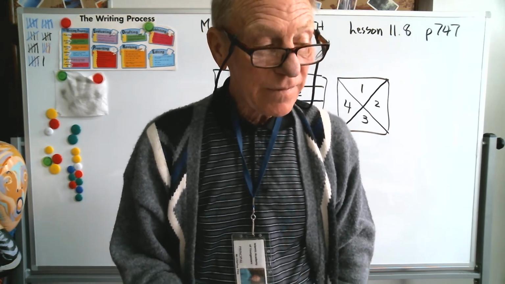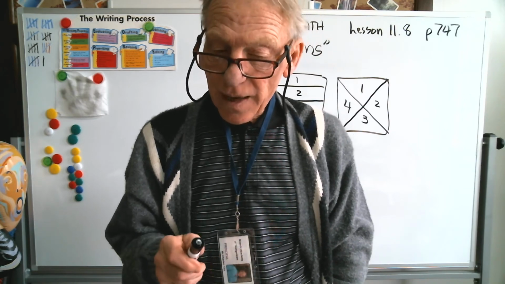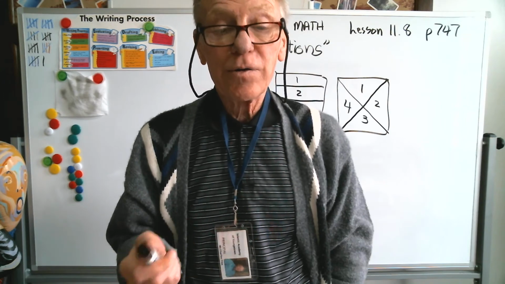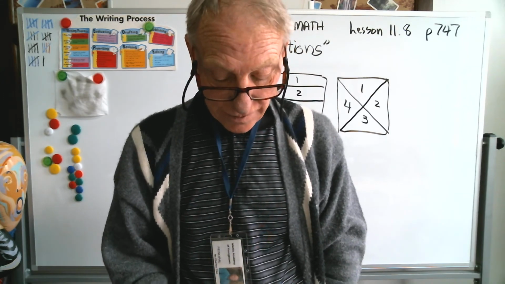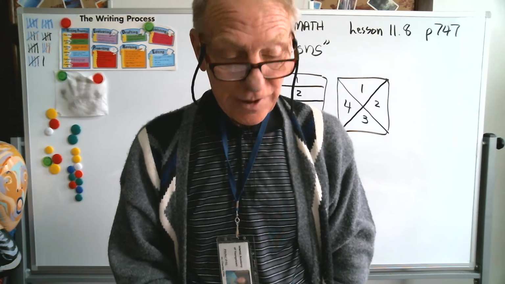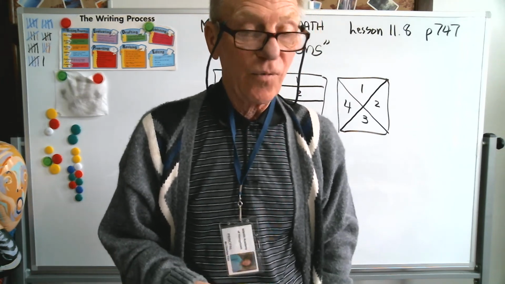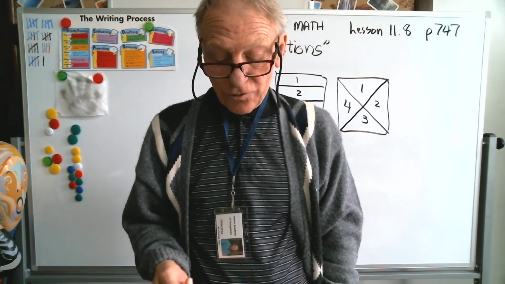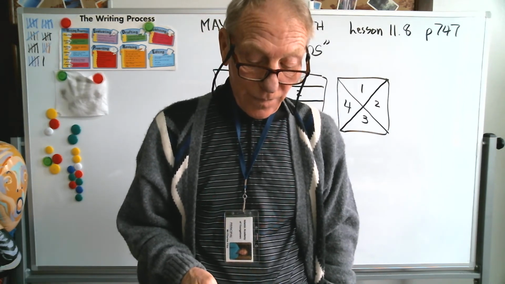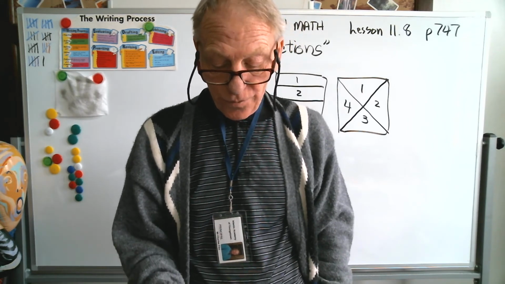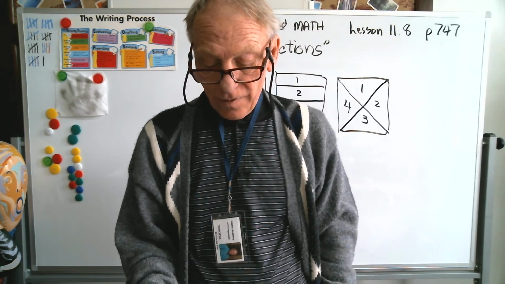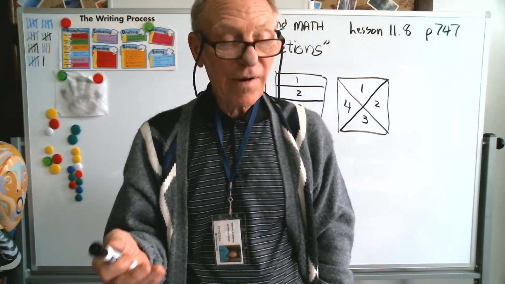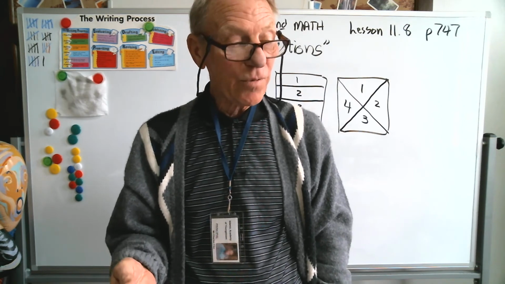Problem number 5 is asking you to rely a little bit on your understanding of how you describe these shapes. It says, look at the shapes, describe the shapes that you did not put an X on, the ones that were actually equal parts. And so I see 1, 2, 3, 4, 5 different shapes that have equal parts.